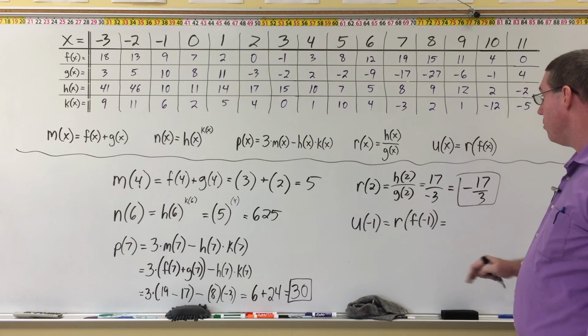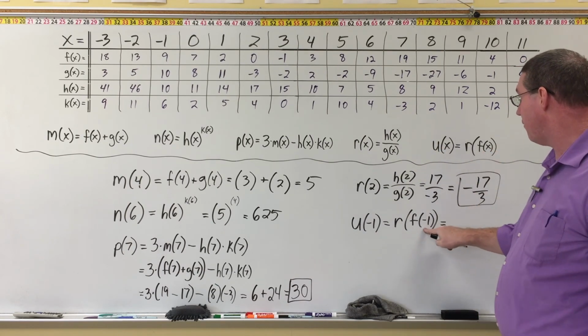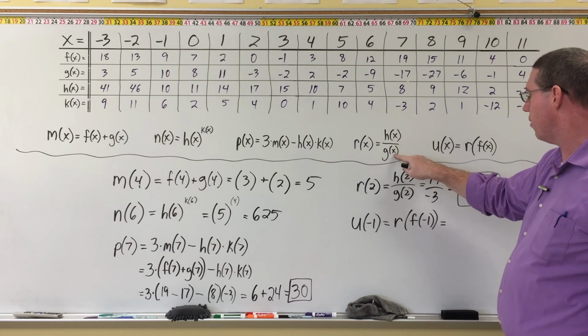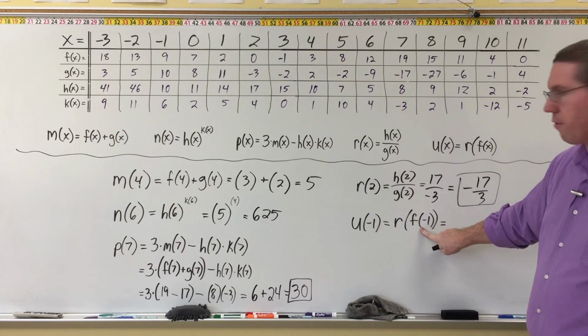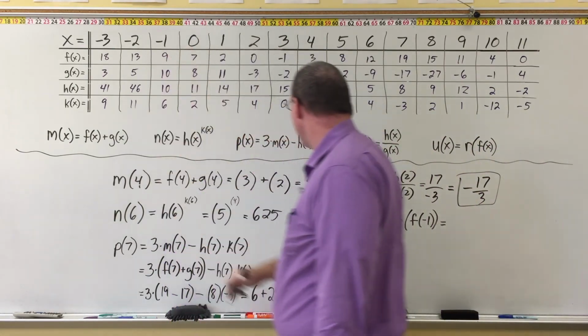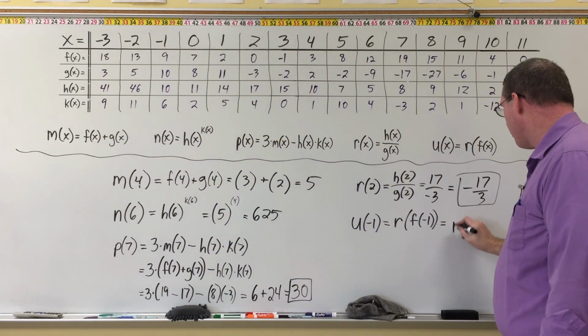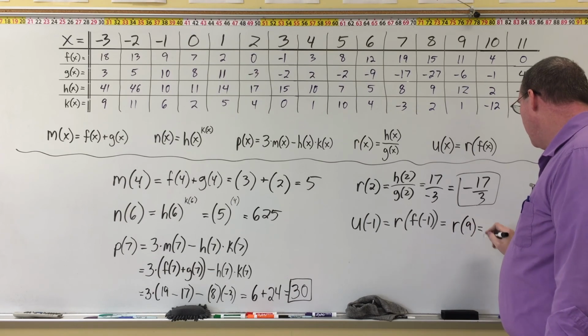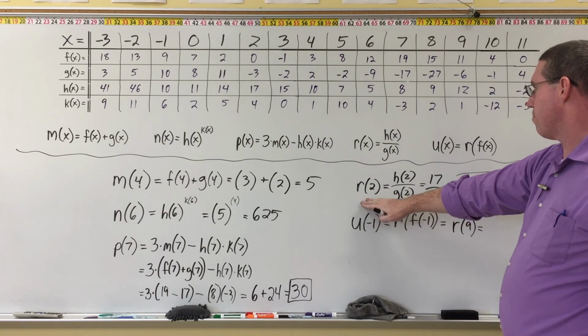Now, there's a couple ways you can do this. You could put the f of x or the f of negative 1 in here and in here, or you can just go get your number first. Well, what's f of negative 1? F of negative 1 is 9. And so what we really have here is r of 9. And now we're just going back to the previous problem, r of 9.